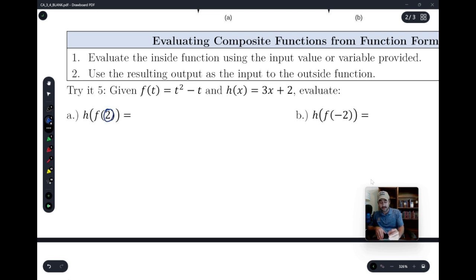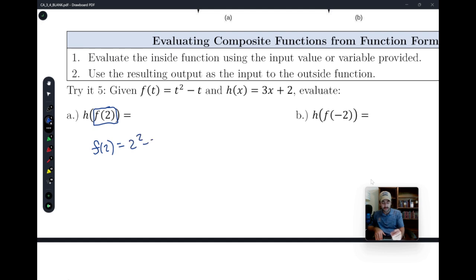And so what we're going to do, can we do anything with the 2? No. Take it one step out. Can you do something with that blue f of 2? Sure, you can plug and chug it in and find out what f of 2 is. Well, f of 2 is just going to be 2 squared minus 2. 4 minus 2 is 2.